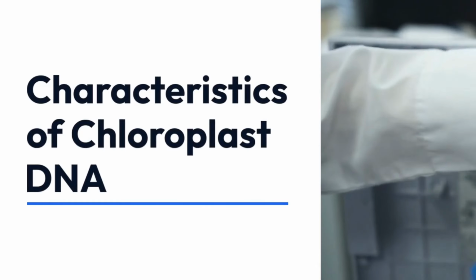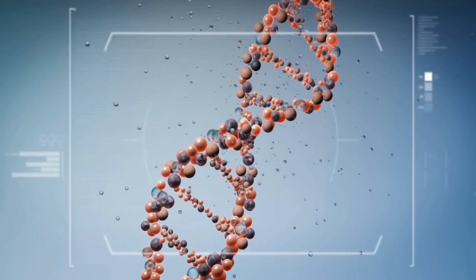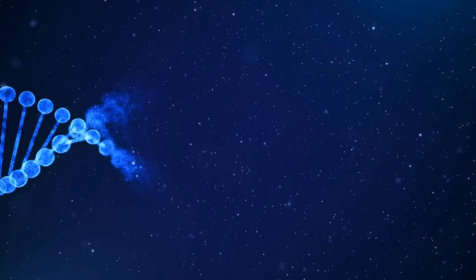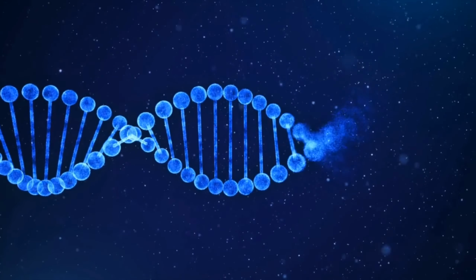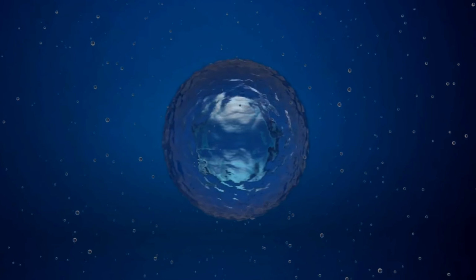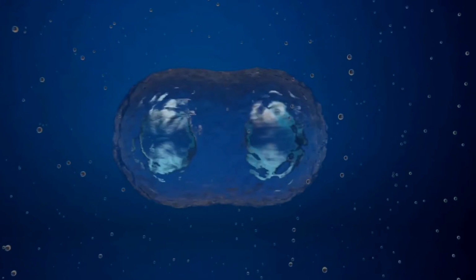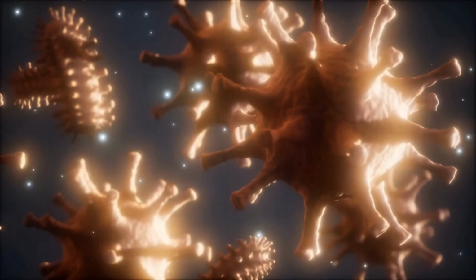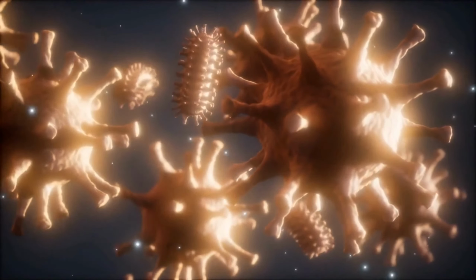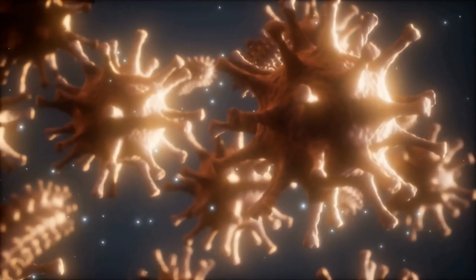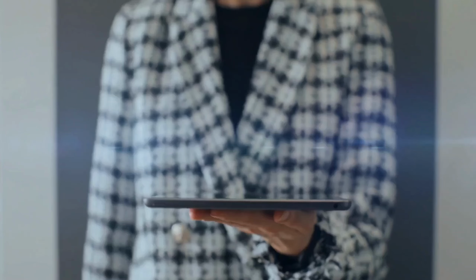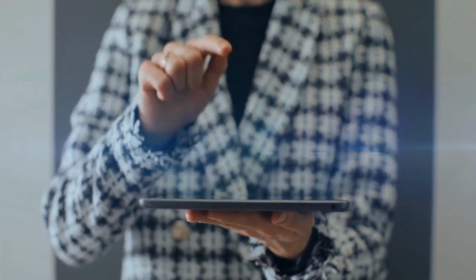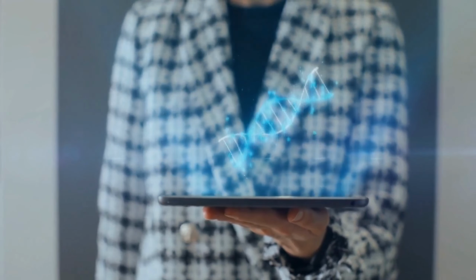Characteristics of chloroplast DNA. Circular DNA. Similar to bacterial and mitochondrial DNA, chloroplast DNA is circular. This circular structure is a relic of the endosymbiotic theory, suggesting that chloroplasts originated from free-living photosynthetic bacteria, engulfed by ancestral eukaryotic cells. Multiple copies. A single chloroplast can contain multiple copies of the circular DNA molecule.